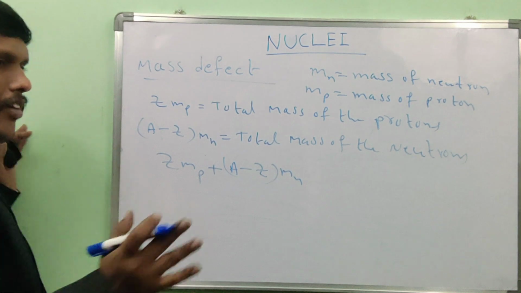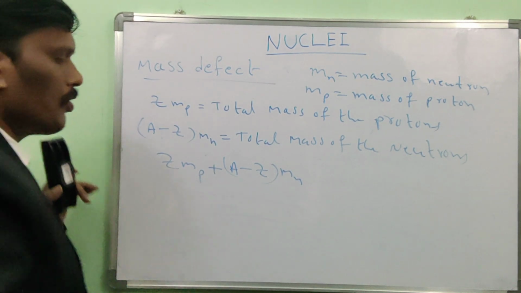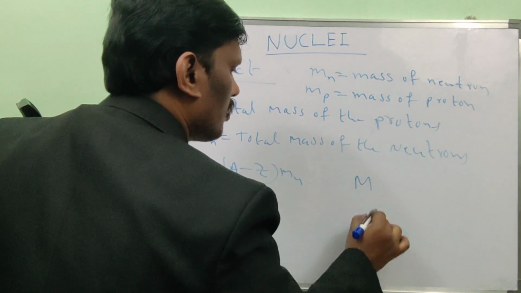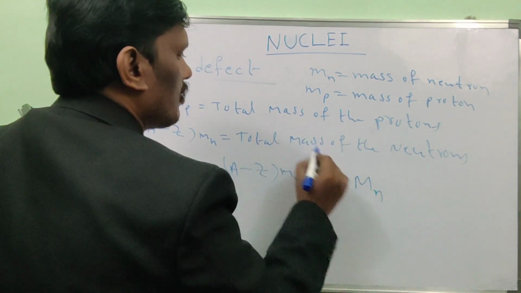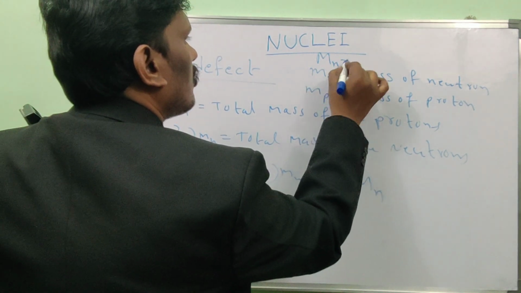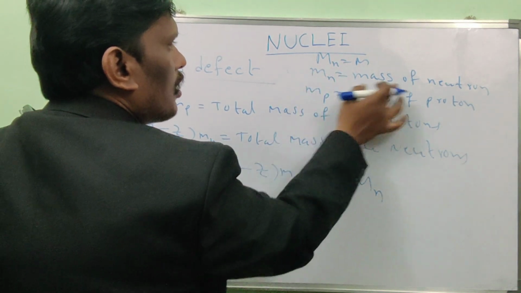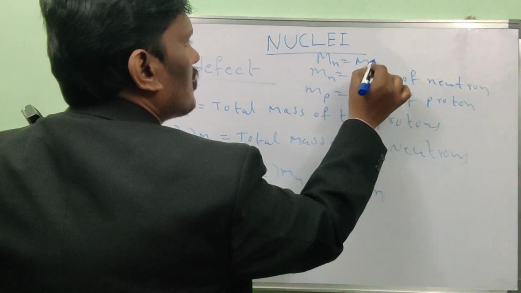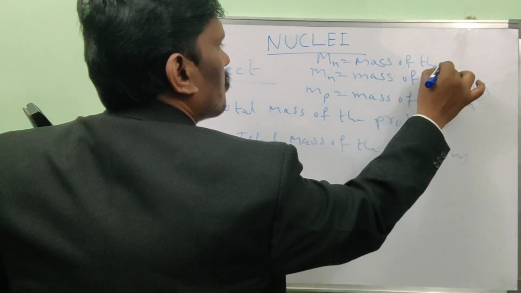By combining, they form a nucleus. That nucleus mass I am going to consider as capital M. Capital M is the mass of the nucleus, and small mn is the mass of the neutron. So capital M is the mass of the nucleus.